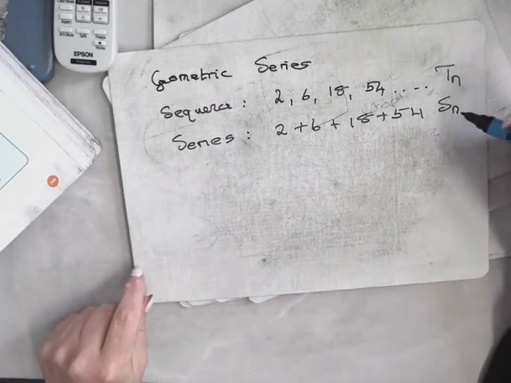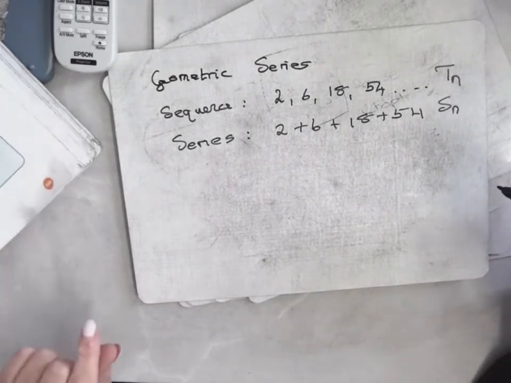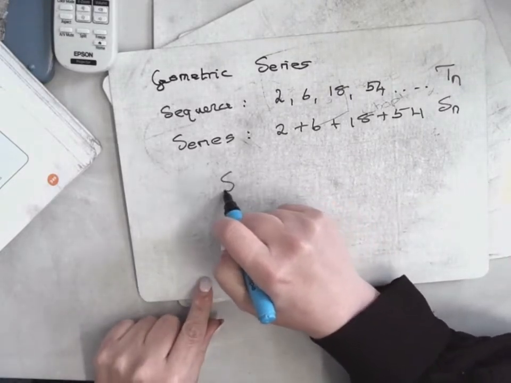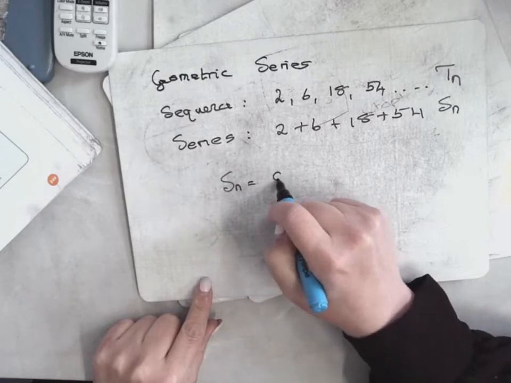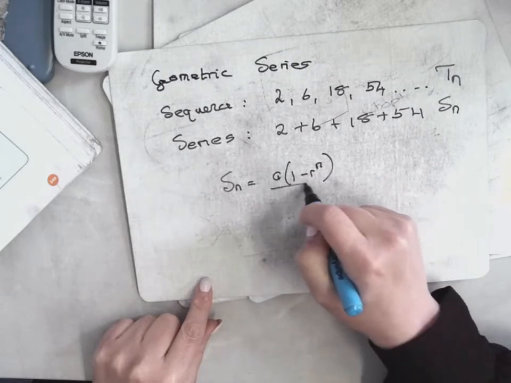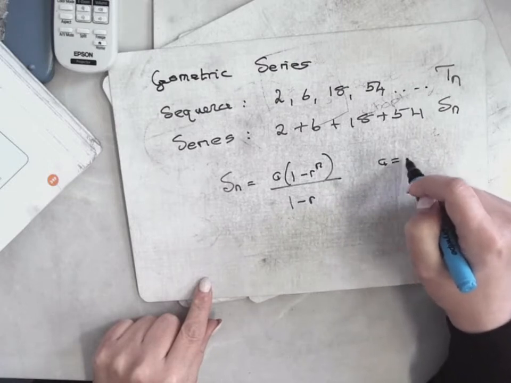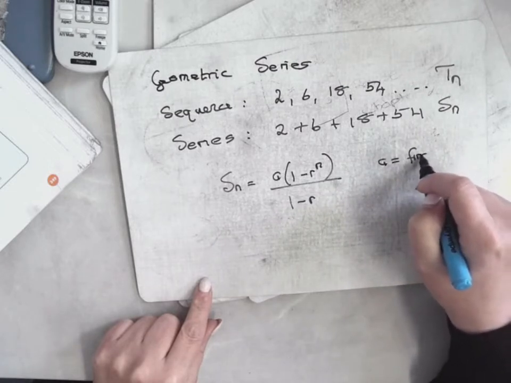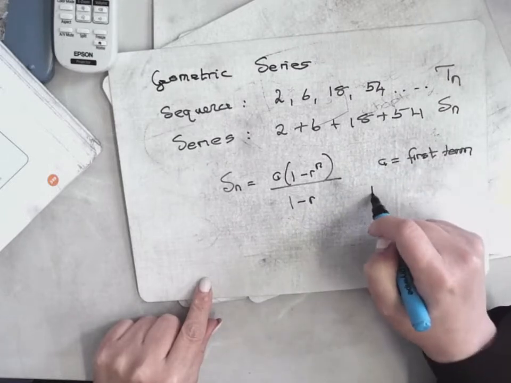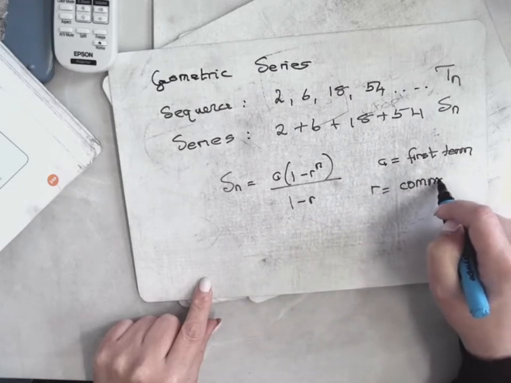So for a series we have Sn, and for a sequence we have Tn. Okay, so there's a formula. Sn is equal to A times 1 minus r to the power of n, all over 1 minus r. And A is, as usual, the first term, and r is the common ratio, what we're multiplying by. So it's called the common ratio.